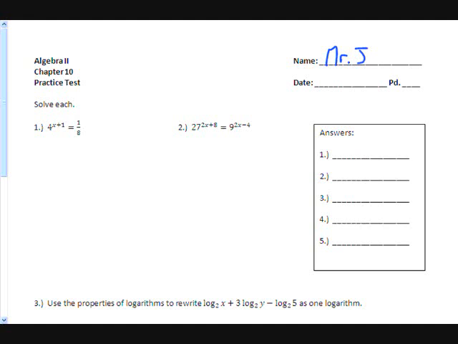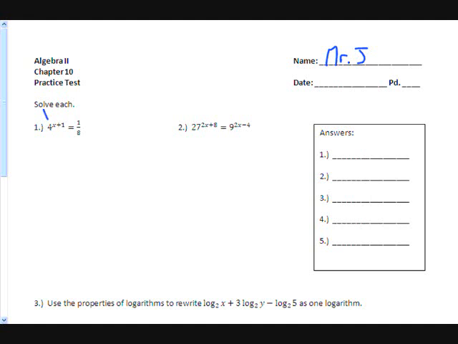If we take a look at these first two, it says to solve each, and notice it doesn't specify how it wants us to solve each of these. So really, I could use logarithms to solve this since these are exponential functions. But the easiest way to solve these is to see if we can get the same base on each side. And in these, we can.